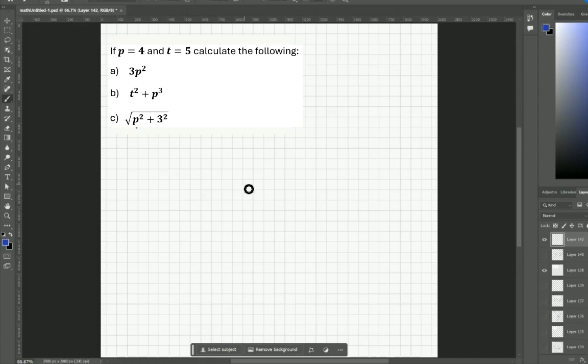Welcome back. We're just going to look at how we would solve a problem involving powers. So in our first example, we have 3p squared, and we want to substitute in whatever they told us for p.